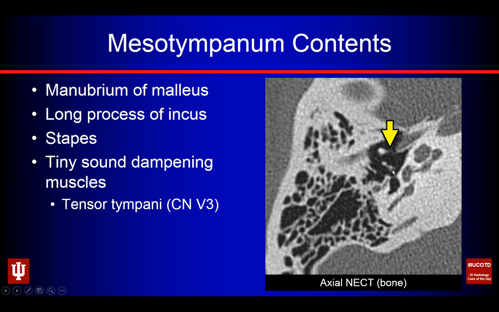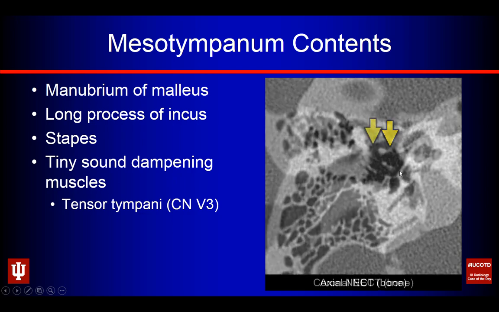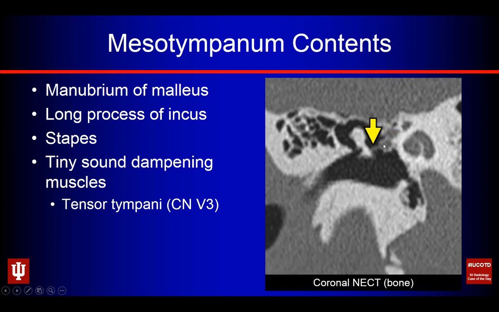If you look carefully, you'll also see those tiny sound dampening muscles. There's two of them. There's the tensor tympani, which is denoted here by the yellow arrow, and that's going to be going from this cochleariform process, extending out laterally, sort of in a horizontal plane, out toward the long process of the malleus. And then we can see it again on the coronal image. Again, here's our cochleariform process. You'll see this if you look for it on every single temporal bone CT, but this is our tensor tympani, innervated by cranial nerve V3, one of those sound dampening muscles.